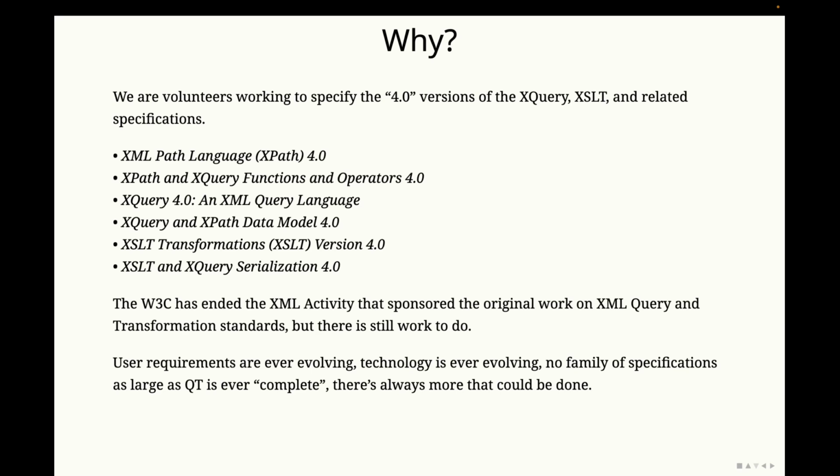The 3.0, 3.1 specifications were published in 2017, and not long after that, there were discussions about extensions that people would like to see added, features that users wished had made it into the cut for 3.0 and didn't. By 2020, the extensions community group had been formed, and we began regular meetings in 2022. The W3C activity that sponsored the work originally has been discontinued, but user requirements continue to evolve.